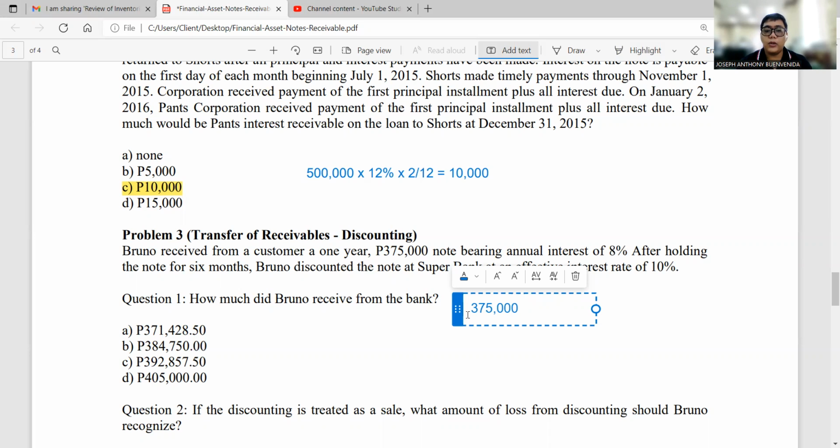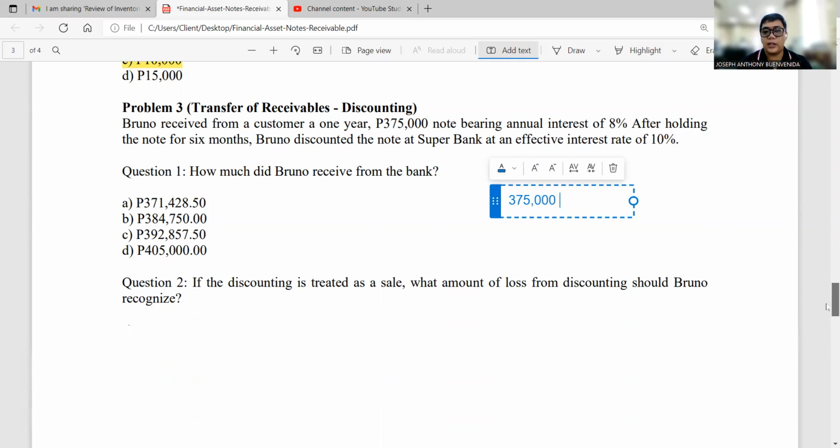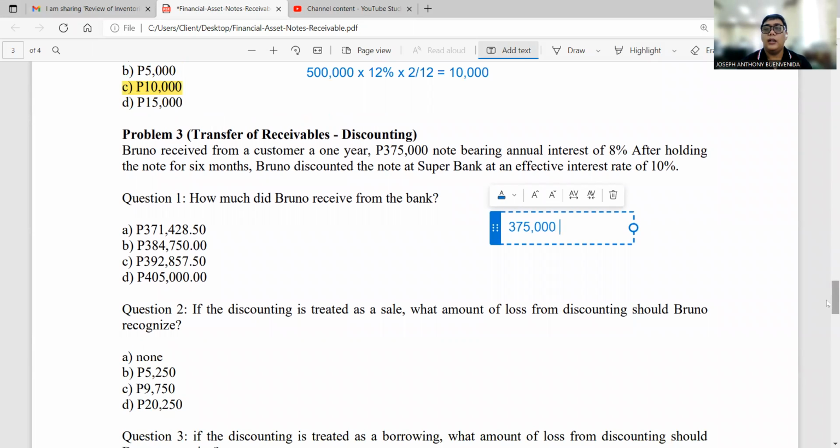So how do we compute the maturity value? Of course, the face of the note multiplied by its annual interest, no? Which is 8%. So after 1 year, pila ang value niya, no? So times 1.08 na lang para makuha diretso. So 375,000 times 1.08. So ang total amount is 405,000, no? So the next step, okay, so we need to discount, no, the note. Kinahanglan naton i-discount na siya. So how do we do that?